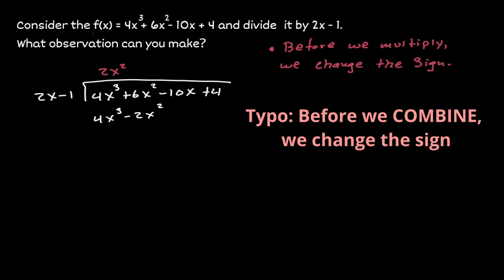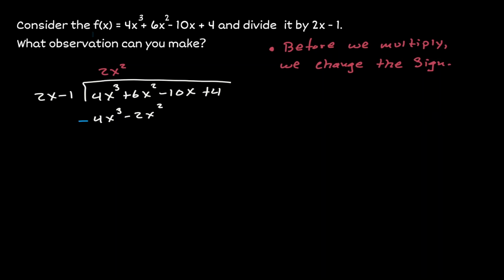So the expression of 4x to the third was positive, let's change that to negative. And 2x squared was negative, let's change that to positive. And now that we have that, let's combine 4x to the third minus 4x to the third, they cancel out. And 6x squared plus 2x squared, that is 8x squared. Let's bring down the 10x, and let's bring down the 4. So now we're done with the first step.